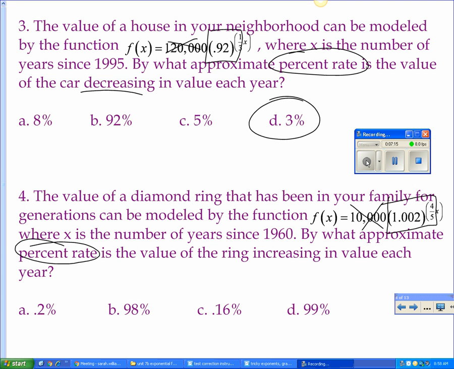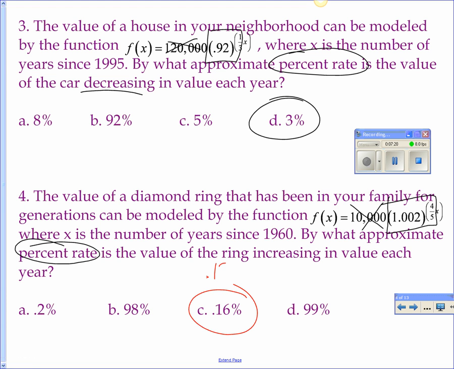What does that round up to? He got 0.159. That rounds up to 0.16. All right, which is C.